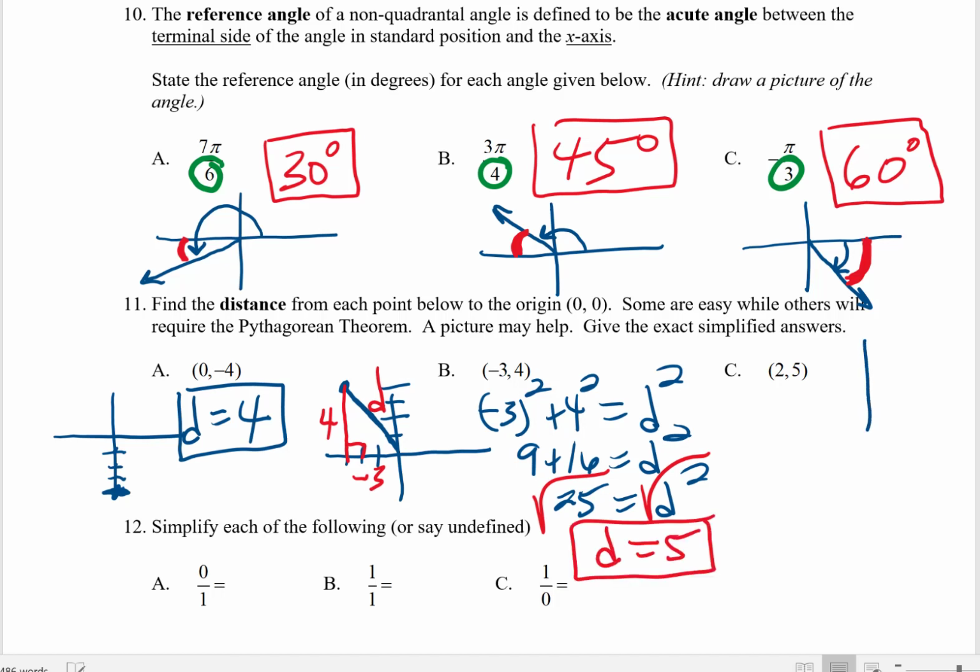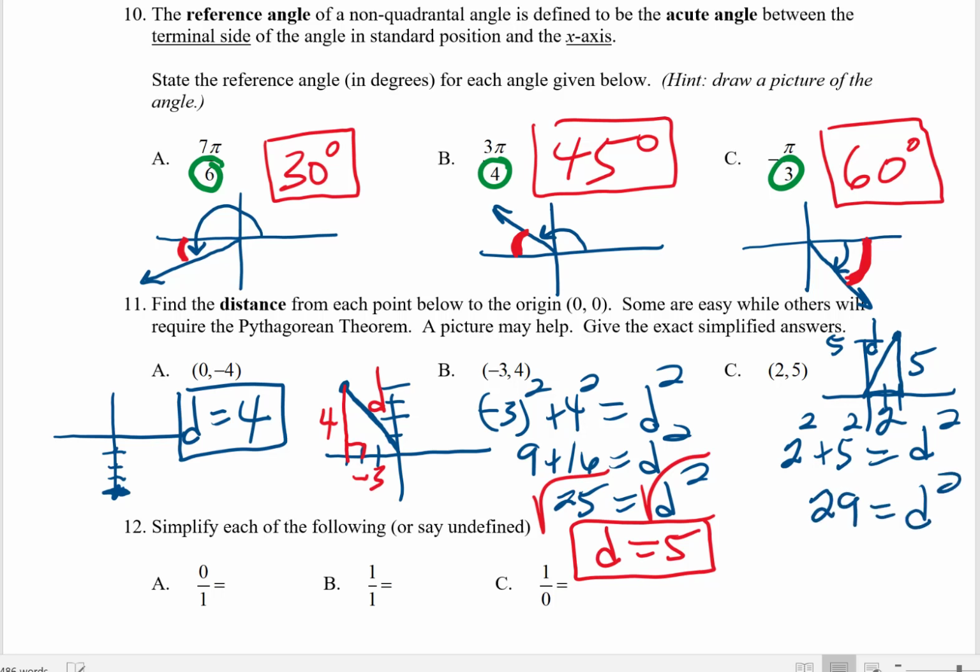Letter C should work out similarly. I've got the point 2 comma 5, something like this. I can drop that perpendicular, form that right triangle. This is 2, this is 5, d would be the hypotenuse, so the math is going to be very similar here. 2 squared and 5 squared is going to be d squared. 2 squared is 4, and 5 squared is 25. I'm going to get 4 plus 25, which is 29, and square root each side.